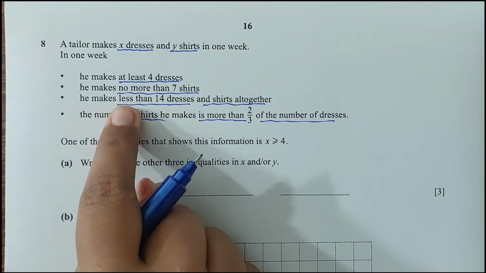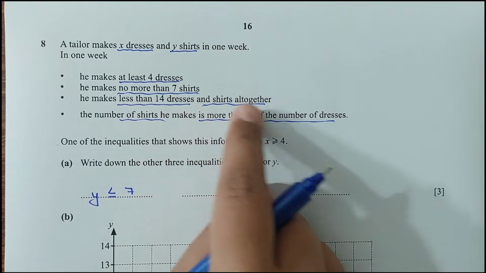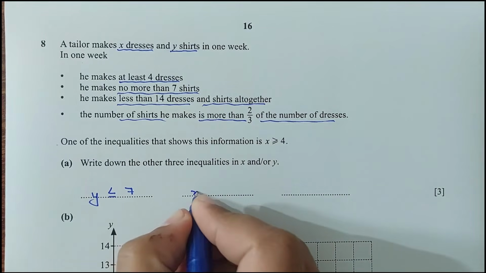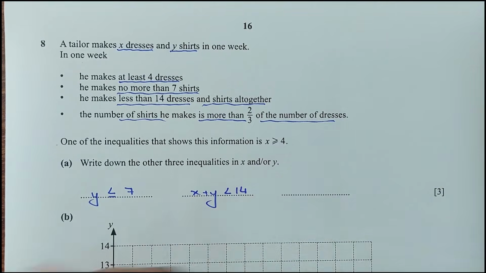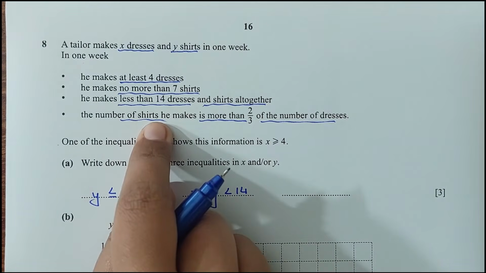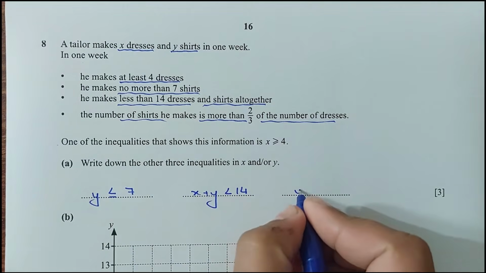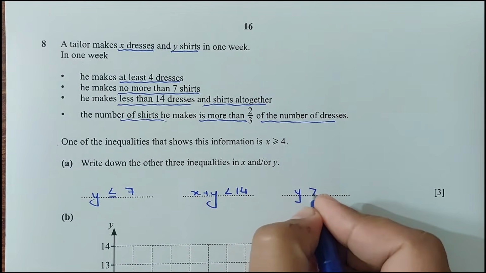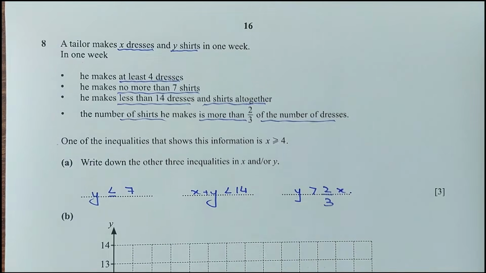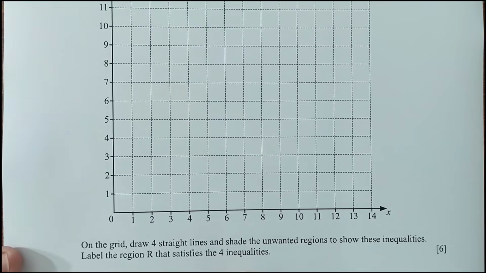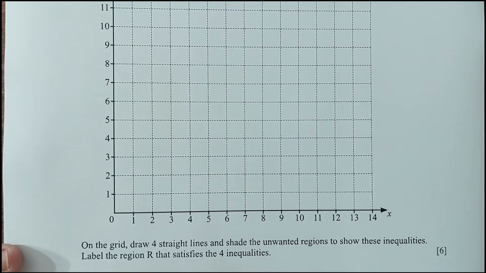Right? He makes less than 14 dresses and shirts altogether. So dresses and shirts, it's less than 14. Right? The number of shirts are y. This is more than 2/3 of the number of dresses. Right. Now for part B, on the grid, draw 4 straight lines and shade the unwanted region to show these inequalities. Label the region R that satisfies the 4 inequalities.